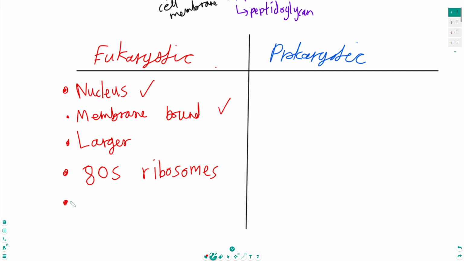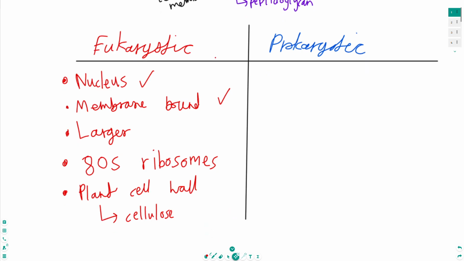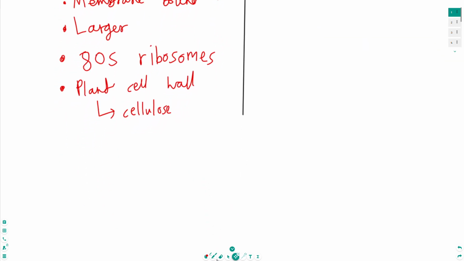And for plant cells, their cell wall is made out of cellulose. And then if I move down a bit more, fungal cell walls, because fungi have cell walls too, are typically made of something called chitin.